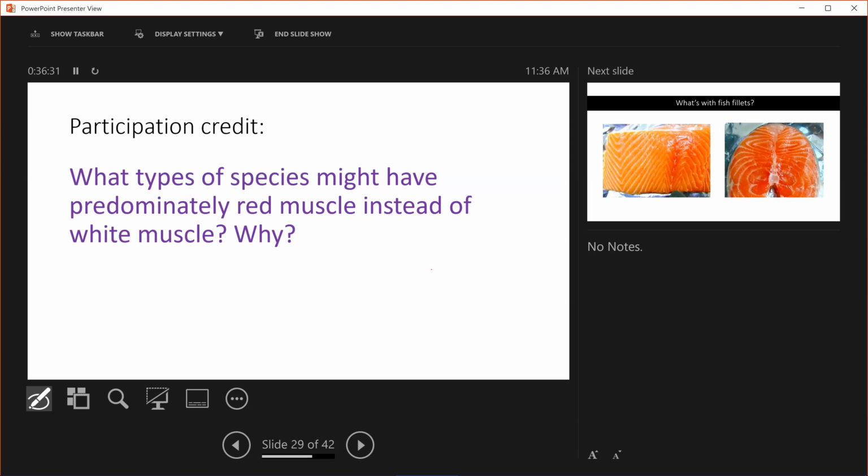So for participation credit today, you can talk to your neighbors about this, but open up Canvas and take a few minutes and go to the participation assignment and fill in something for this. What types of species have predominantly red muscle instead of white muscle, and why would they have it?